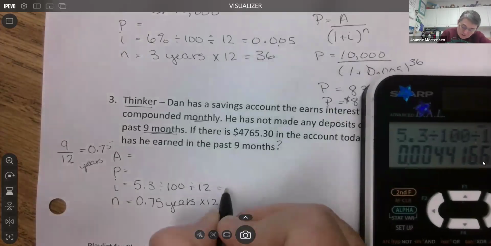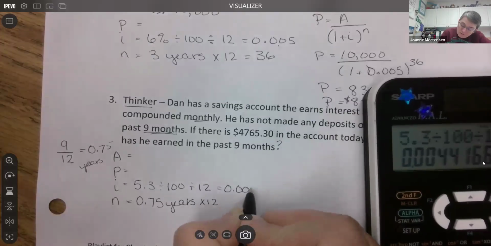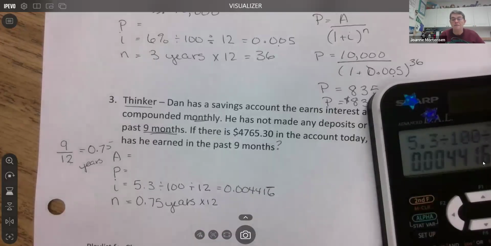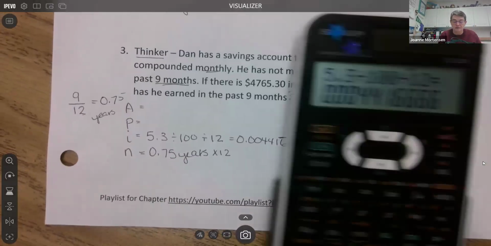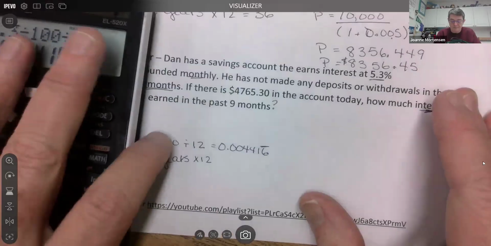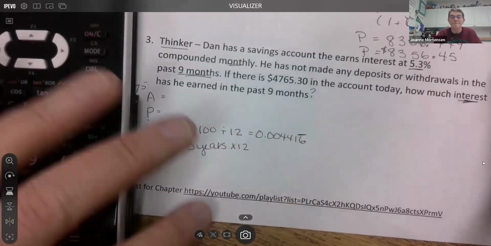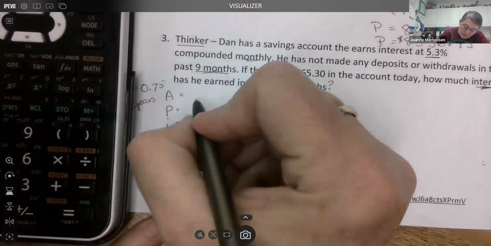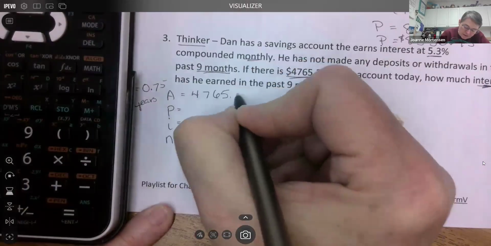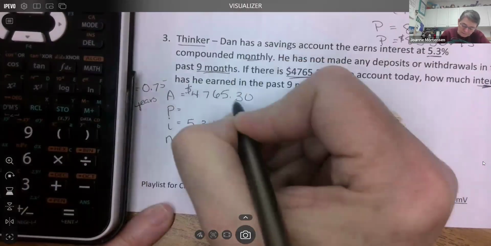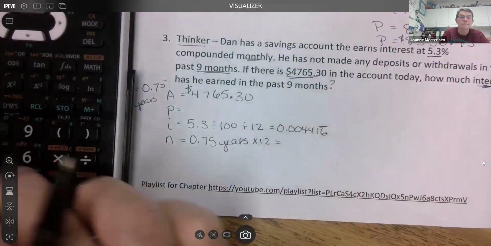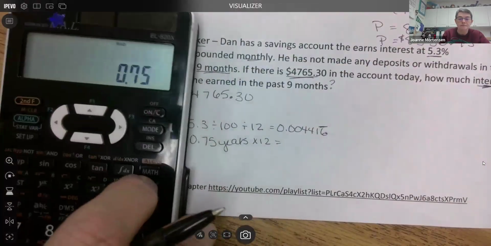So we're still going to copy it out. 0.004416. You guys familiar with that? I got a repeating 6 at the end, so I'm just going to put a bar over it instead of retyping it all the time. And the amount he has right now, 4765.30. Okay, whoops. 0.75. Back where you can see it.